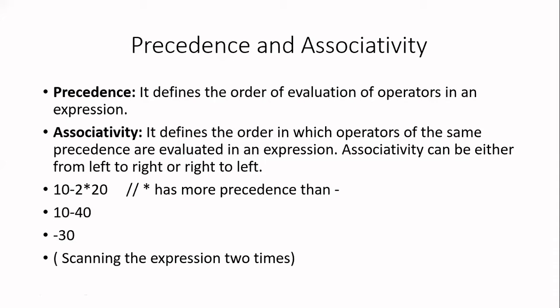Okay, so in that case, since the precedence of both the operators is the same, you should know which one to be evaluated first. For that, we have associativity. This associativity is going to define the order in which you are going to evaluate the operators if they have the same precedence. And we have two types of associativity. It can be either left to right or otherwise from right to left.